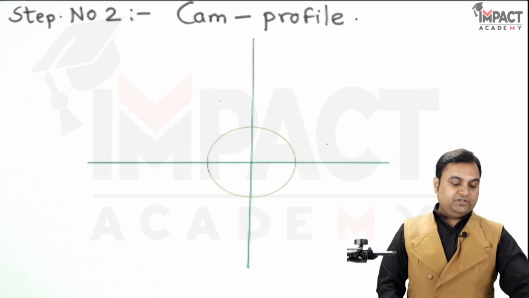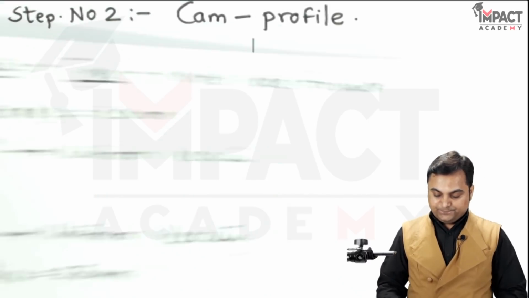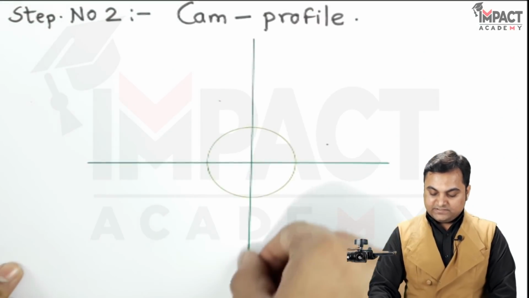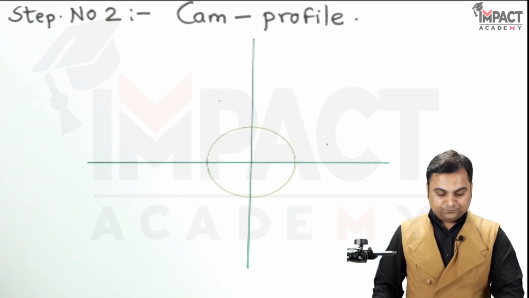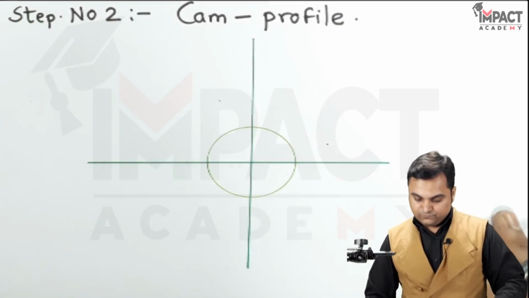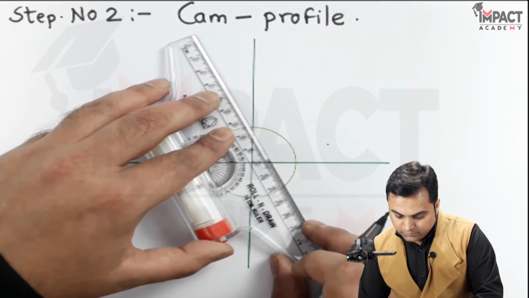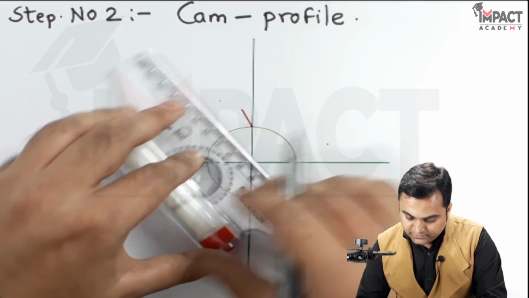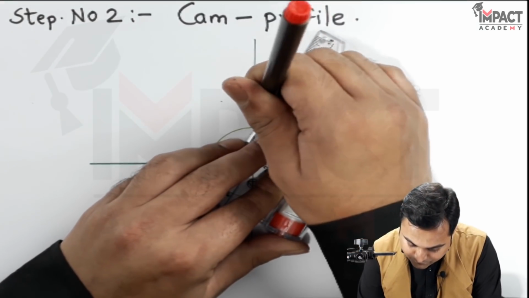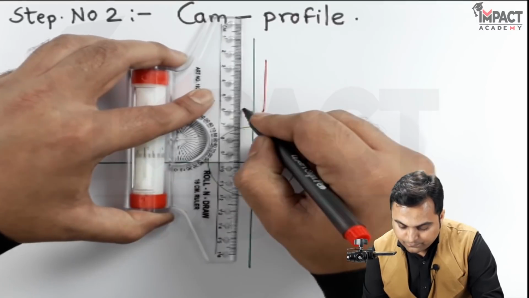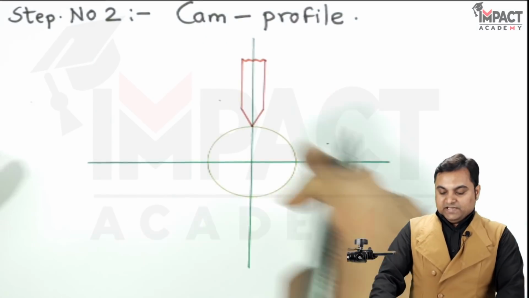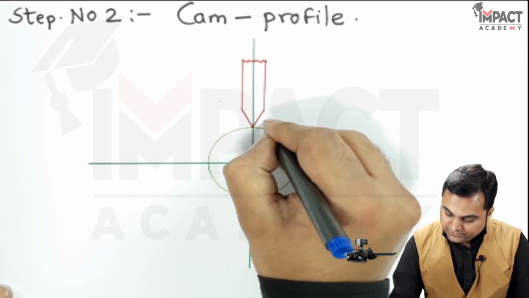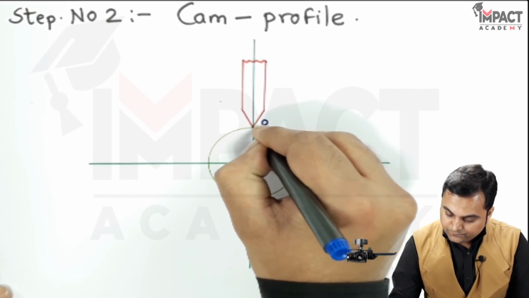Then, as mentioned in the problem, it is an inline follower. So the axis of the follower will be this vertical axis, and the axis of the cam is this single point. So I am just drawing the knife edge follower, which will be in line. So this is the knife edge follower in line, and here the reference point I am marking as 0.